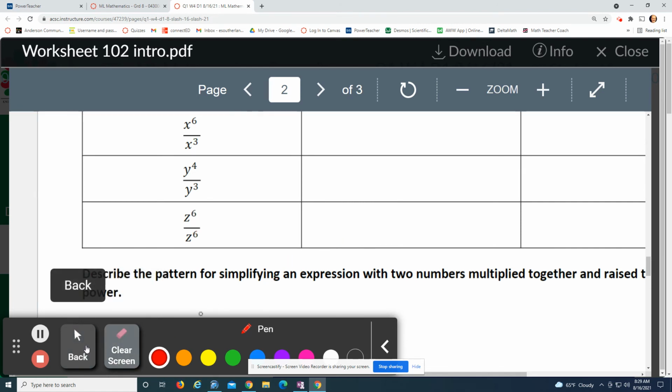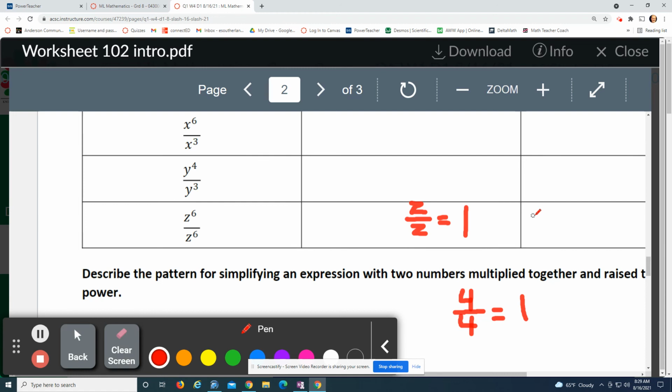Now here's the tricky part. Whenever everything's exactly the same on top and the bottom, let's say it was the number 4, what's that equal? 1. Z over z, right, is equal to, anybody know? Take a good guess. 1. Anytime you have a fraction where everything is the same on the top and everything's the same on the bottom, it equals 1 every single time.